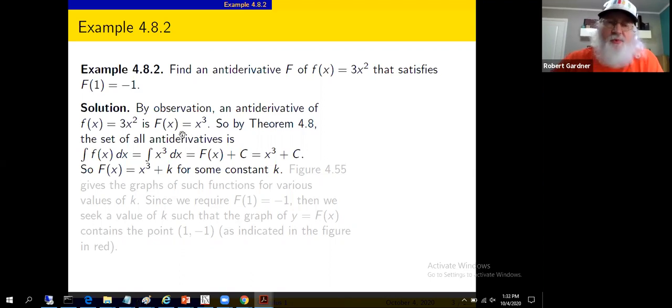I don't really want to go overboard with notation of using the same letter to represent potentially two different functions. We're looking for a function capital F of this form. So we need to figure out what the k is. So here I'm choosing a specific function, not a set of functions. That's where I'm shifting from the plus capital C to the plus lowercase k. That's my consistent way of dealing with this, to try to avoid confusion between indefinite integrals and antiderivatives. They're different things.